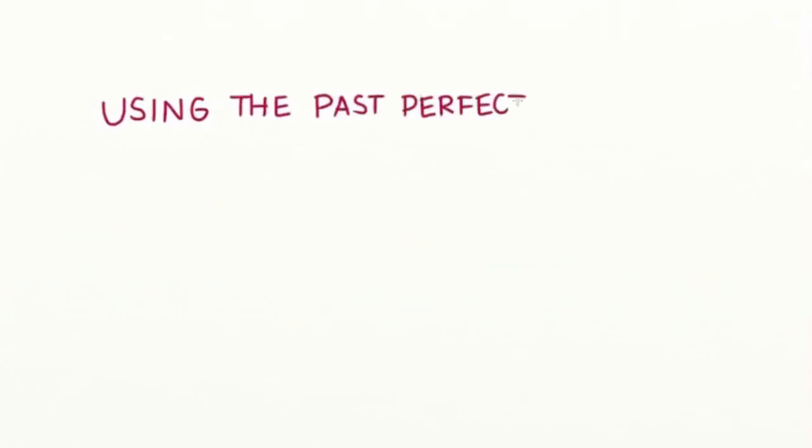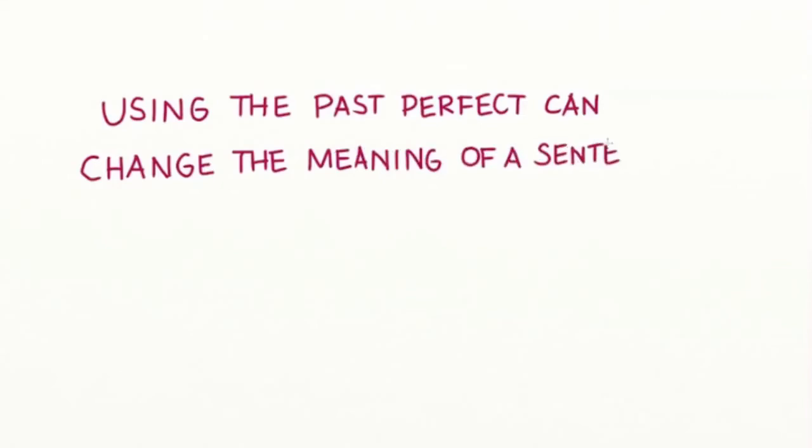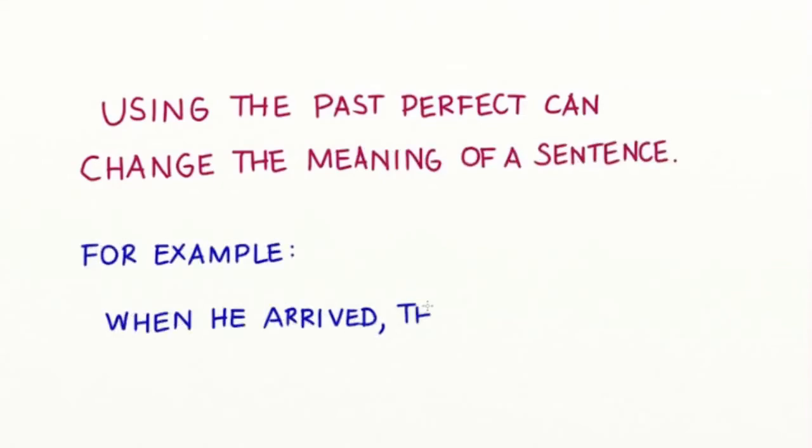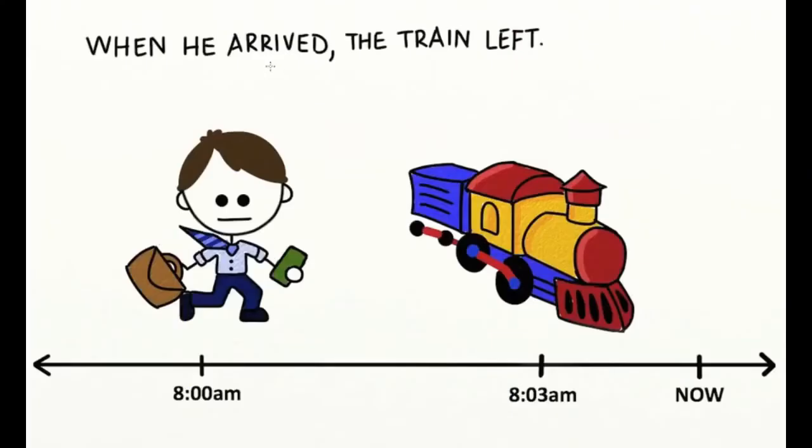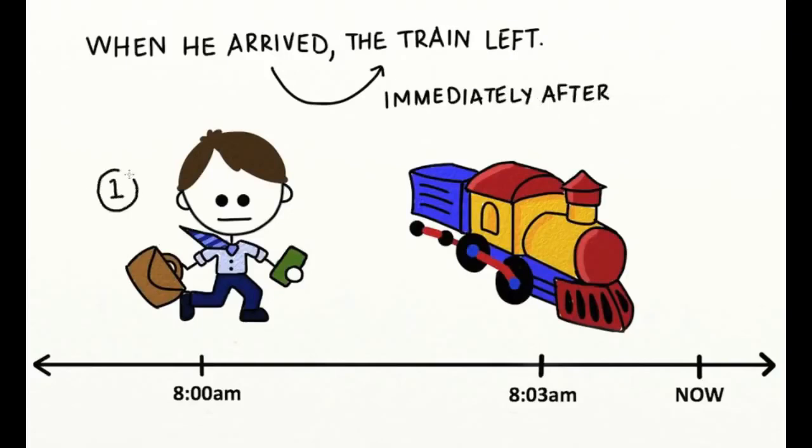Using the past perfect can change the meaning of a sentence. Let's compare the two sentences. When he arrived, the train left, versus when he arrived, the train had left. In the first sentence, when he arrived, the train left, this means he arrived and the train left immediately after.